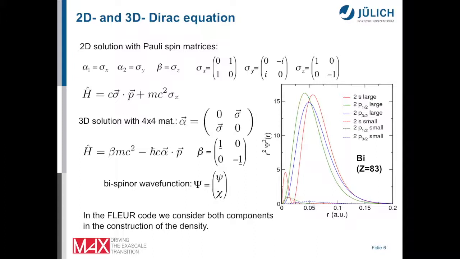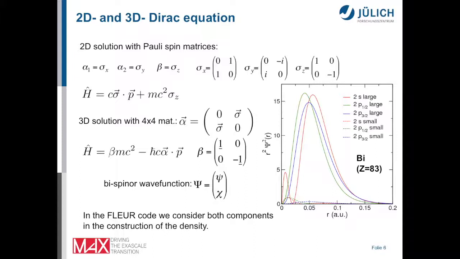You see they have a different nodal structure, and therefore they're actually quite important for the density which you get out of your calculation. And therefore we also use both components when we do a calculation with our Fleur code. We construct the density from large and small components. For the diagonalization we only use the large component here.